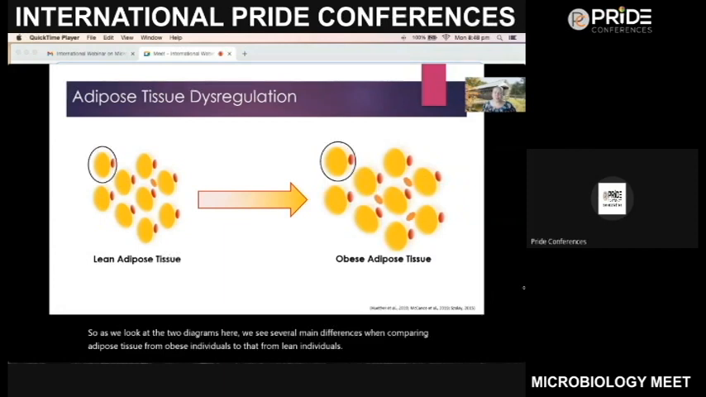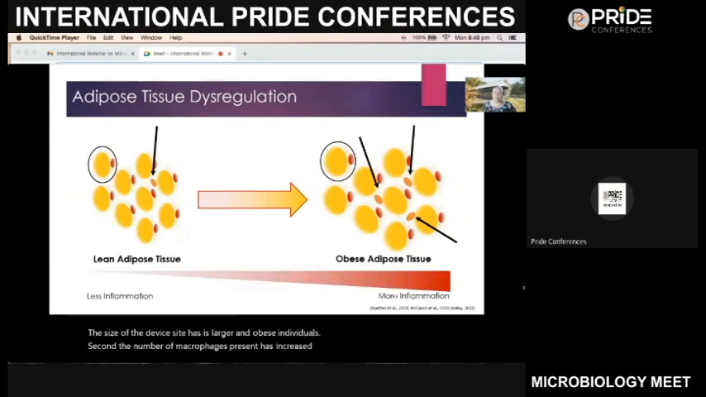First, the size of the adipocyte is larger in obese individuals. Second, the number of macrophages present has increased. And third, inflammation has increased.